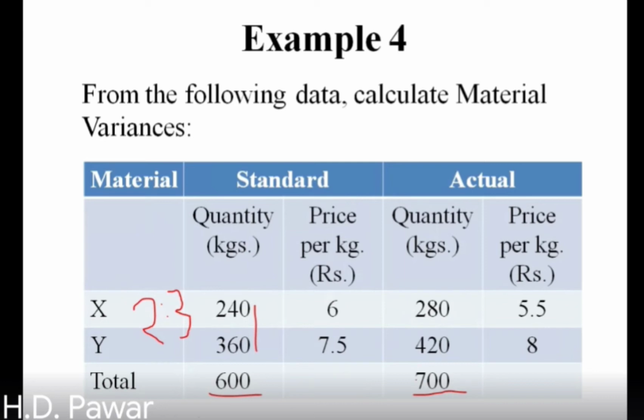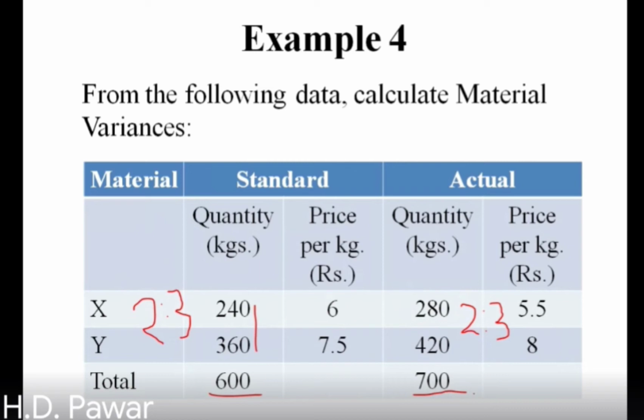2 is to 3 is the proportion. Okay. And what is the proportion here? If you divide by the 14, then 14 twos are 28 and 14 threes are 42. So again it is 2 is to 3. So here total is not same, but proportion is same.